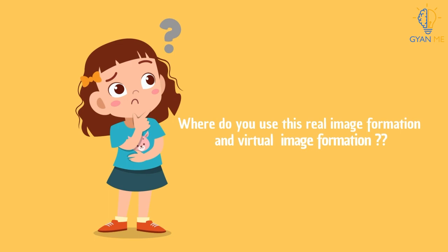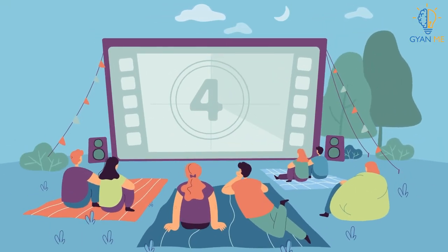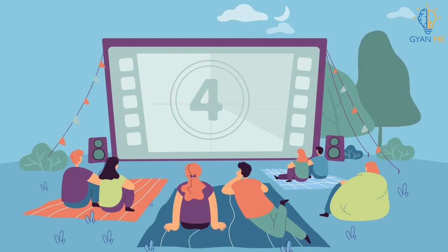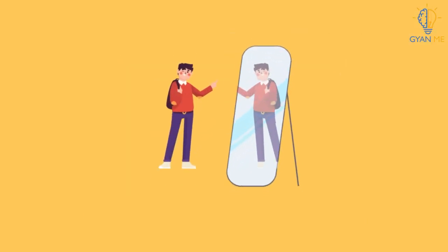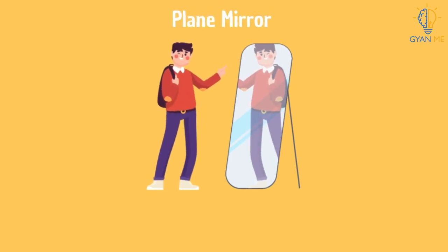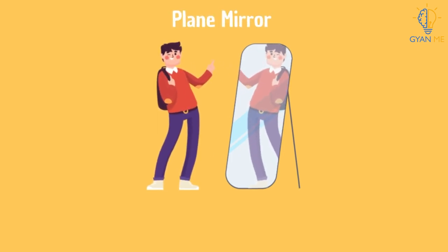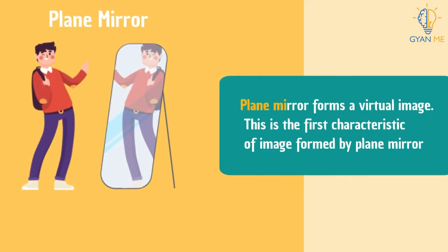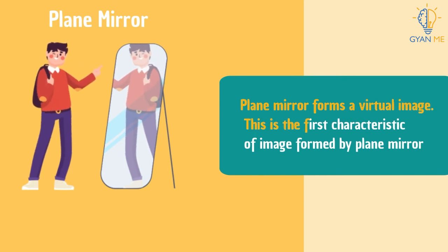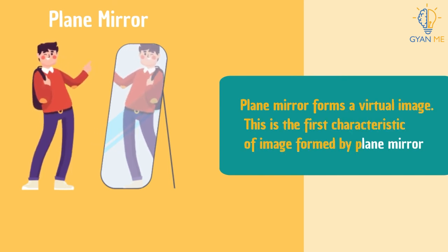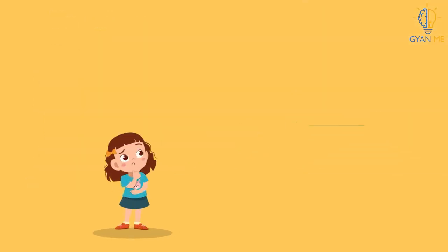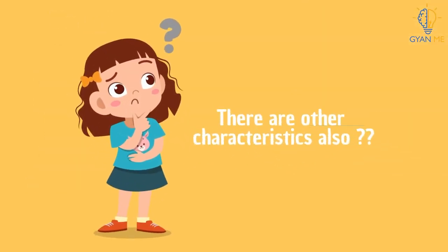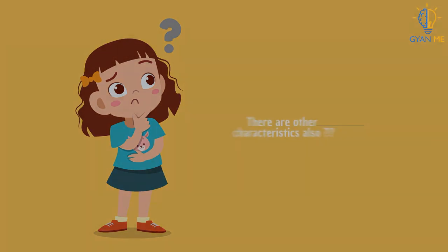So students, where do you use this real image formation and virtual image formation? The cinema screens that you see, they use the real image, isn't it? Formation of virtual image is used in plane mirrors that you see at your home. So we now know that plane mirrors form a virtual image. You know students, this is the first characteristic of image formed by plane mirror. So do I mean there are other characteristics also? Yes, of course. We will see them in our next video.